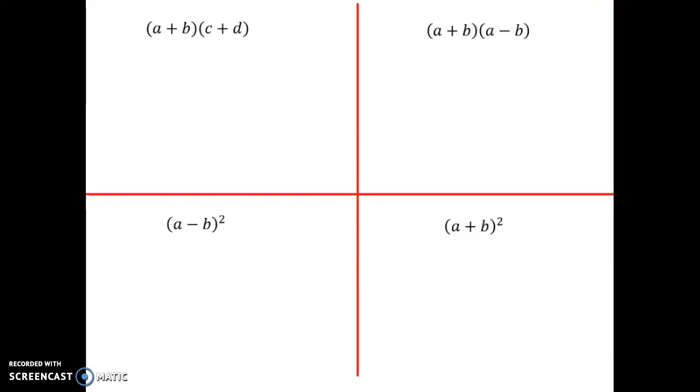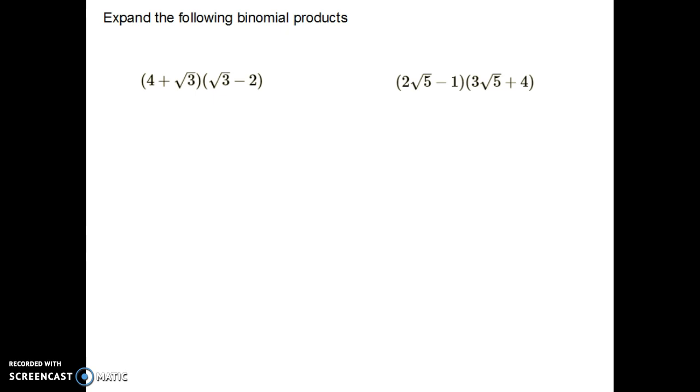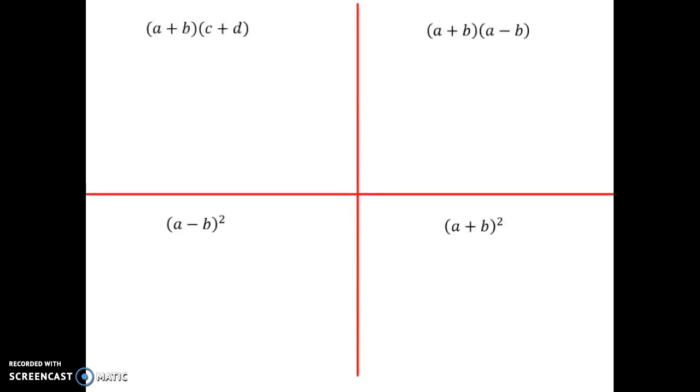In this video, we're going to look at how to expand binomial products when we have surds involved, when they are irrational numbers. Before we do that, let's just quickly revisit what we already know about expanding binomial products. So this is a product where we've got two terms in the brackets.